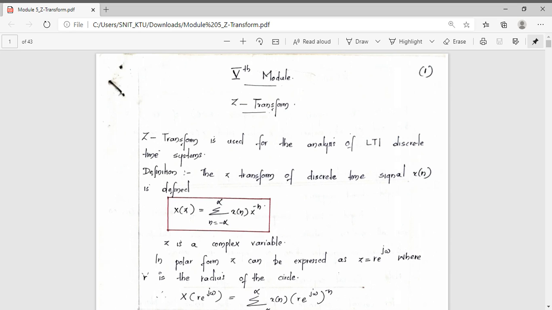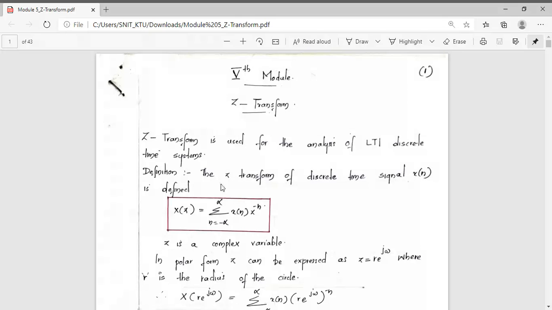That is the Z transform. The Z transform is mainly considered in the case of discrete time systems. So the Z transform is used for the analysis of LTI discrete time systems. So you see what is the equation for the Z transform of the given signal x of n. Okay, so x of n is a discrete time signal.